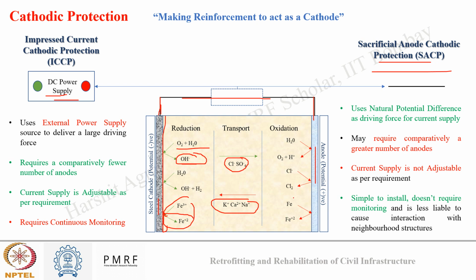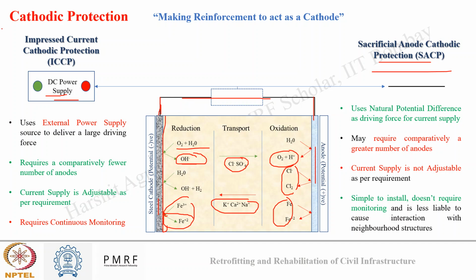While at the anode, my Fe to Fe2 plus formation may occur. My Cl minus may also oxidize, and oxygen and hydrogen ions may also be produced. But importantly, those oxidation reactions are not happening at the steel.